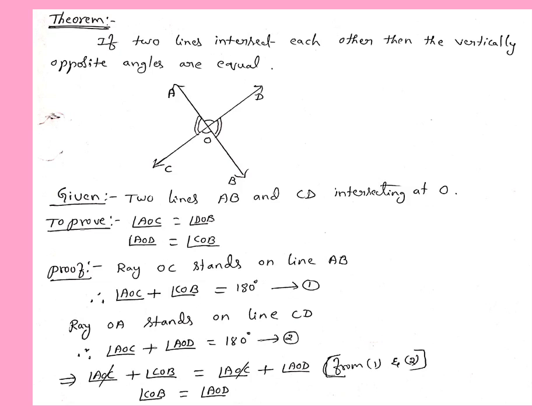So, from 1 and 2, you will get angle AOC plus angle COB is equal to angle AOC plus angle AOD. If you subtract, you can cancel angle AOC and angle AOC and you will get angle COB is equal to angle AOD.